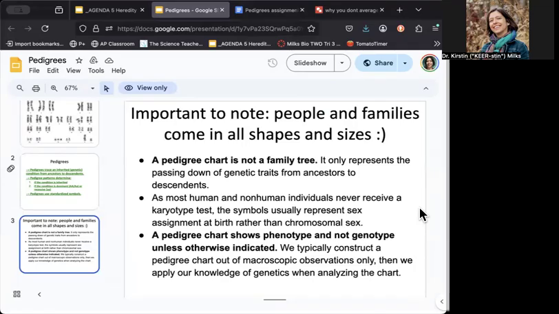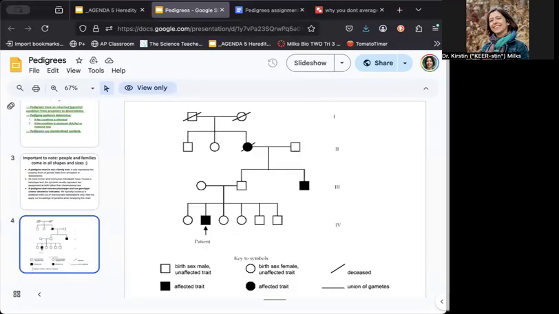They also only show phenotype and not genotype unless otherwise indicated. Most human and non-human individuals never even get a karyotype. And so you're looking at sex assignment at birth rather than chromosomal sex, which it turns out can be different. And so this type of chart is what they look like.